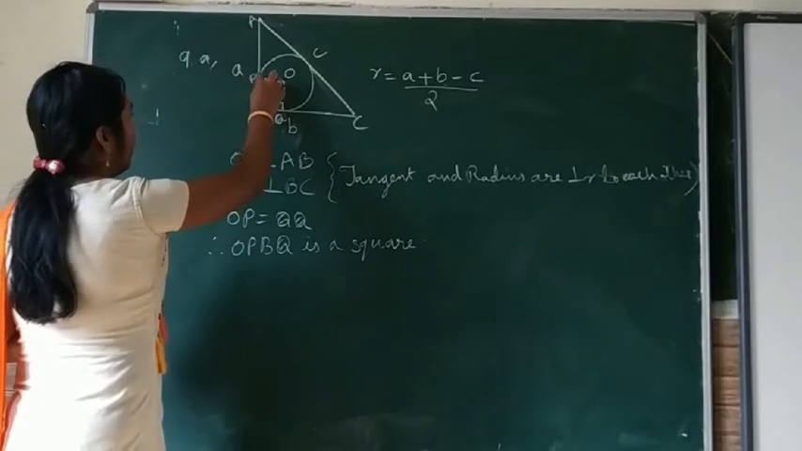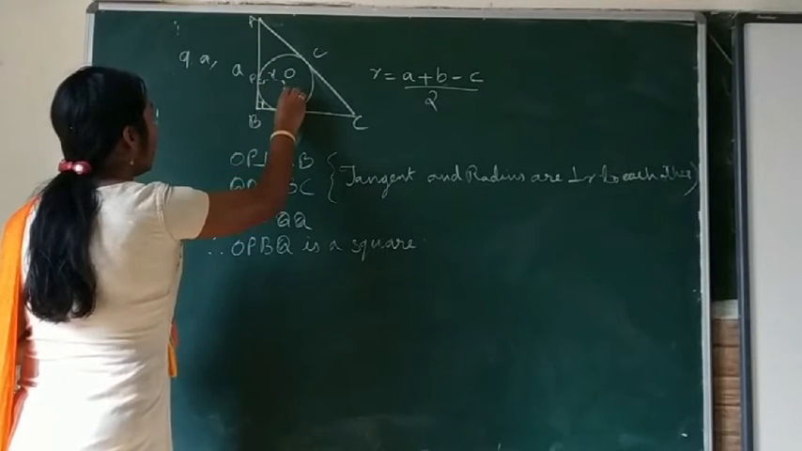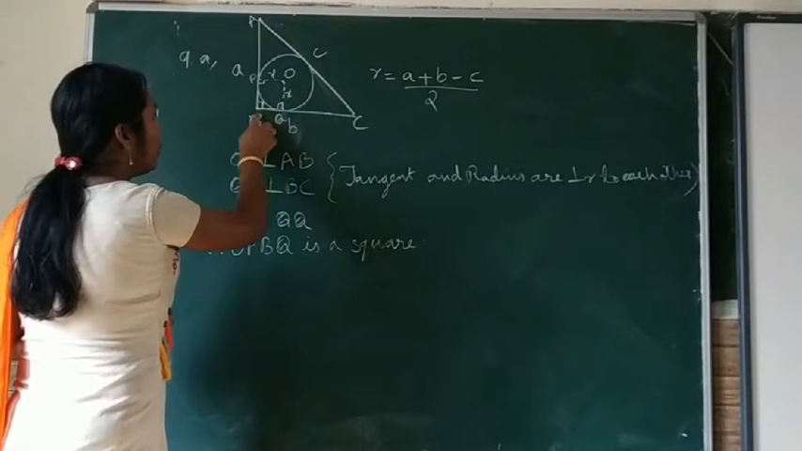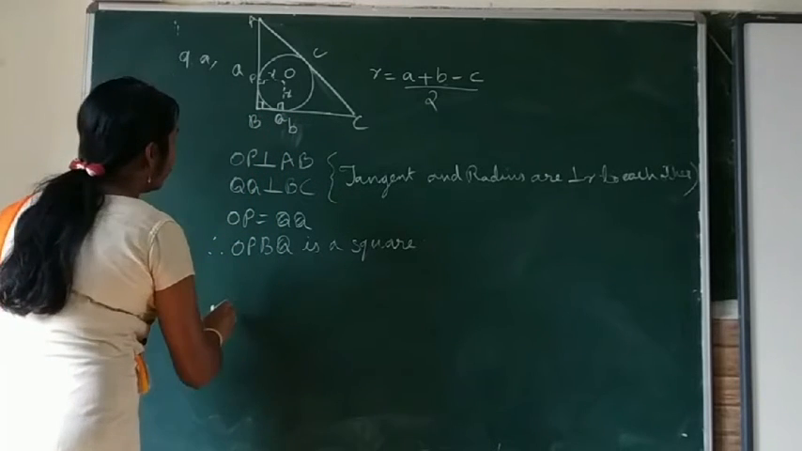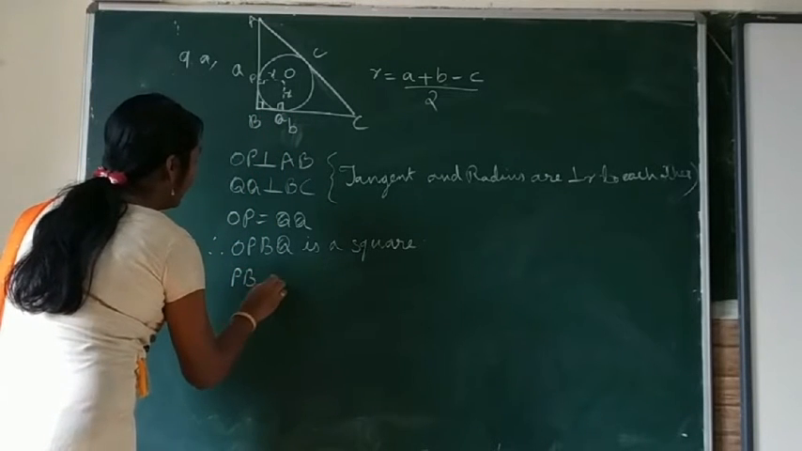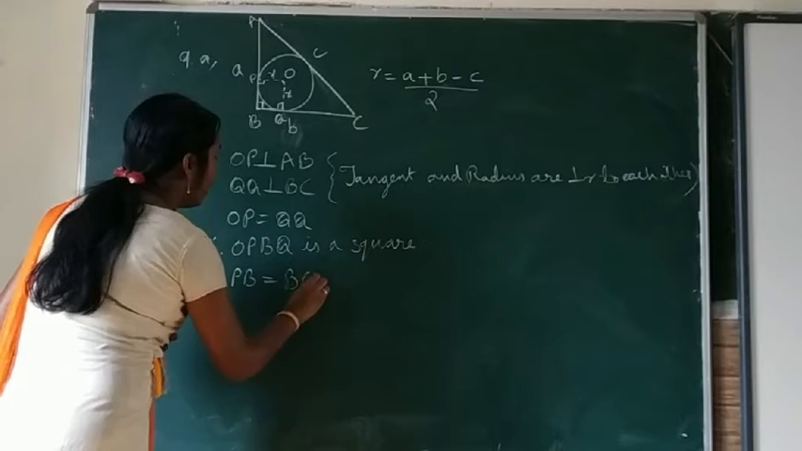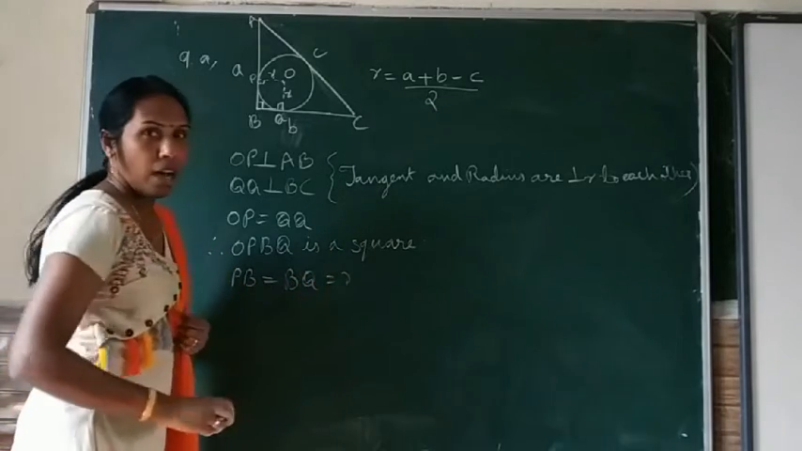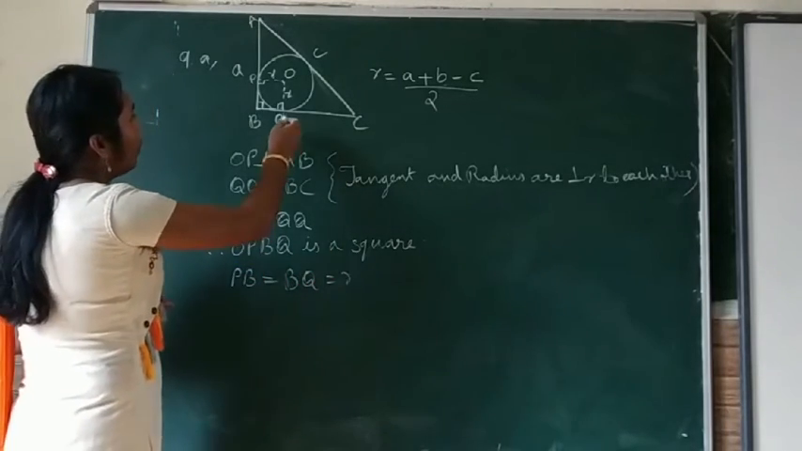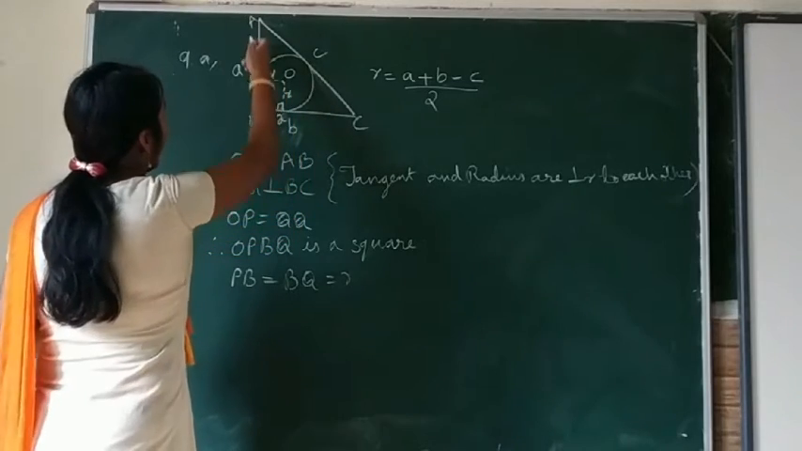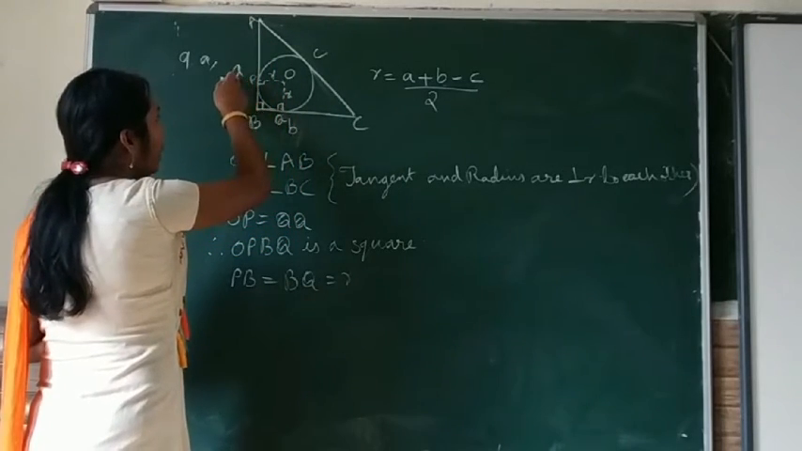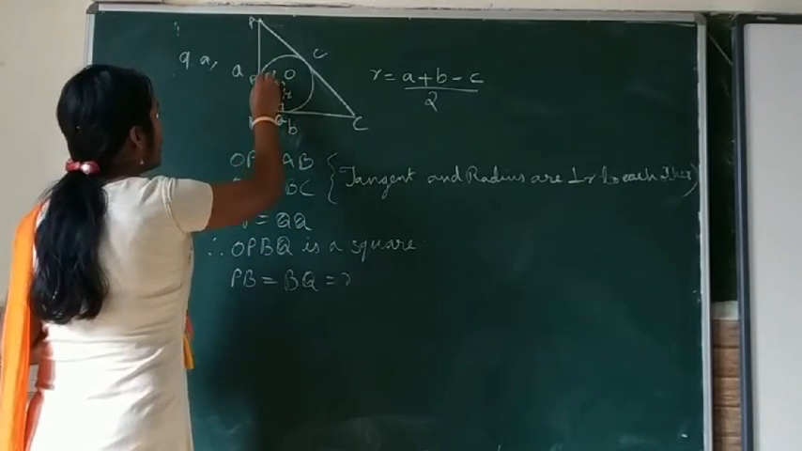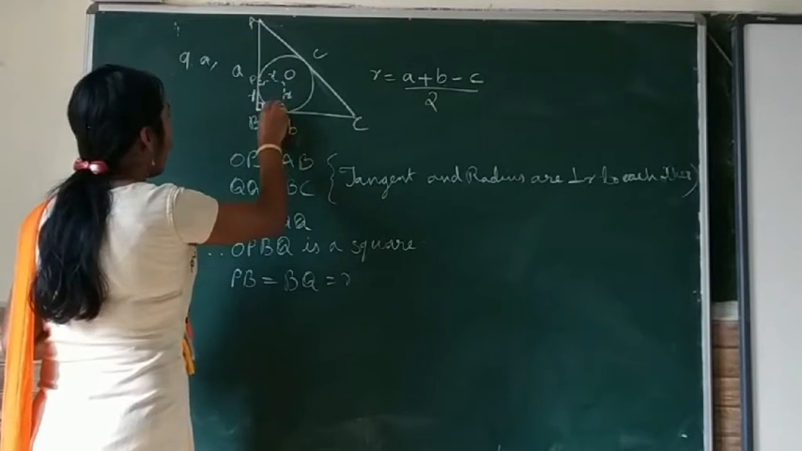Hence, here we can take the radius as R. PB will be equal to R and BQ also will be equal to R. PB is equal to BQ is equal to R. Now, it is given that AB is equal to A. That means this part is R, this is also R.